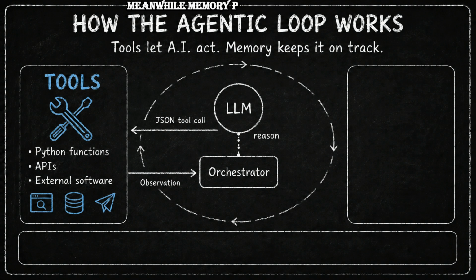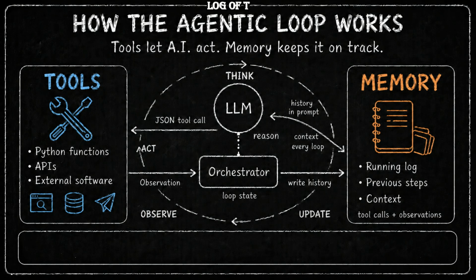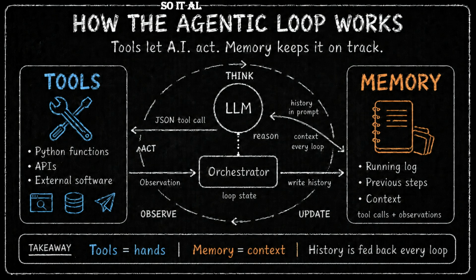Meanwhile, memory provides the context. Without it, the AI would forget previous steps. The orchestrator maintains a running log of tool calls and observations, feeding this history back into the LLM on every single loop, so it always knows exactly where it is in the process.